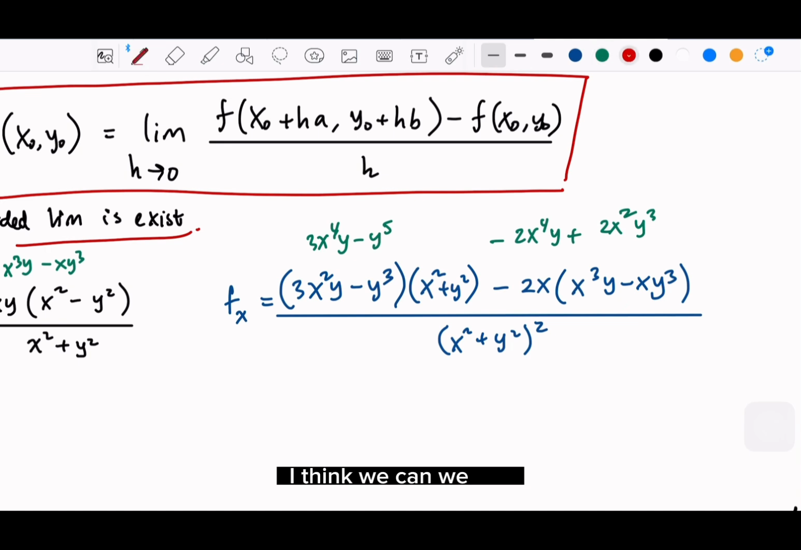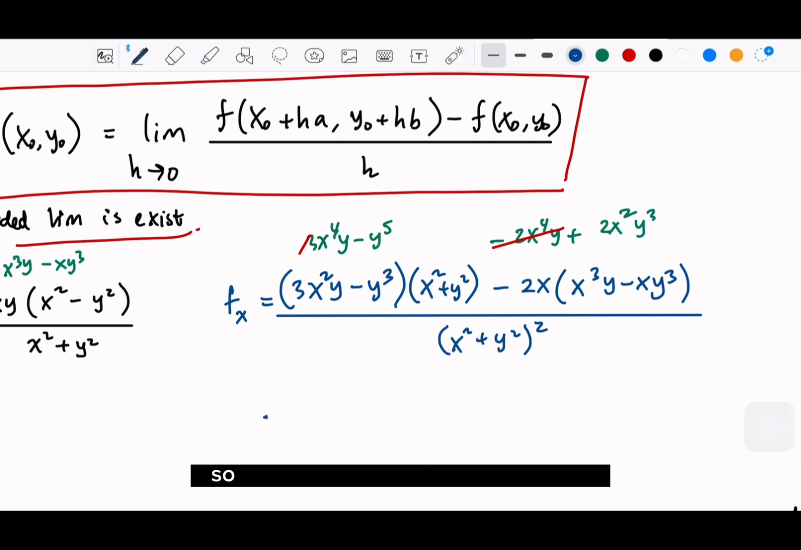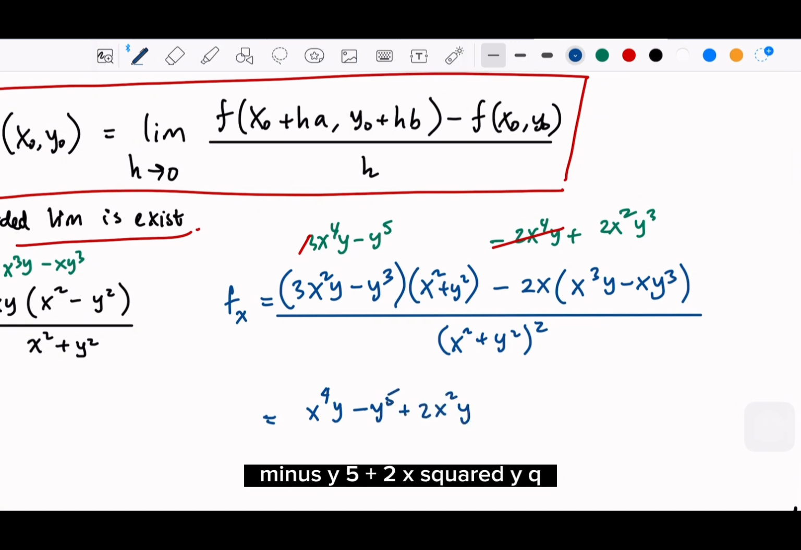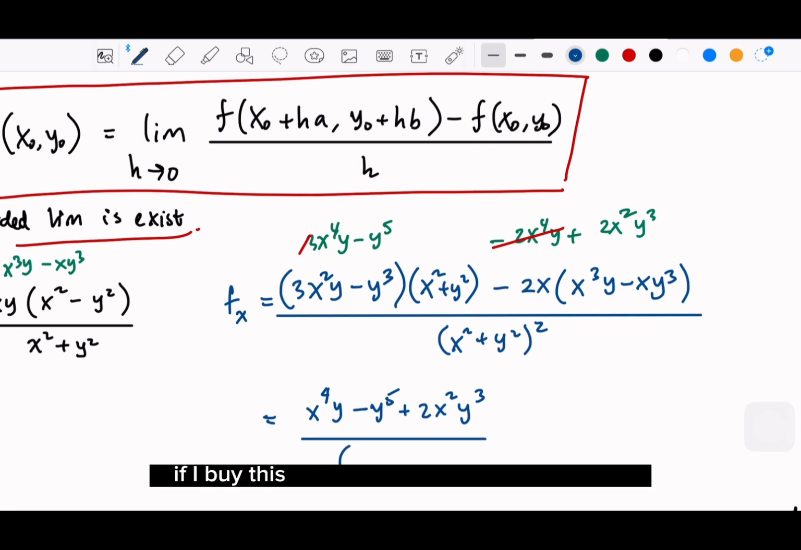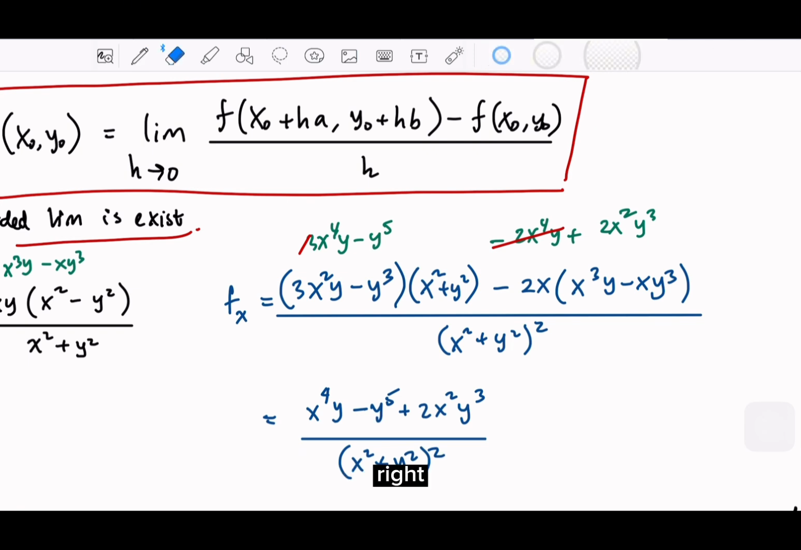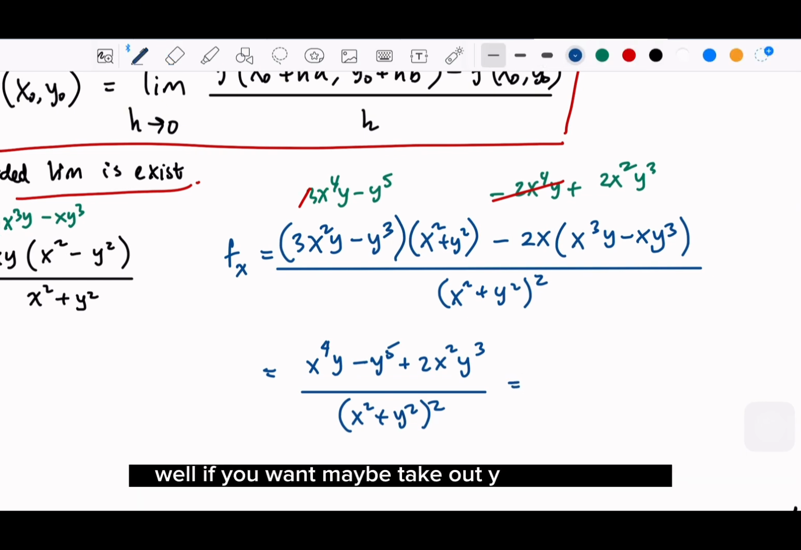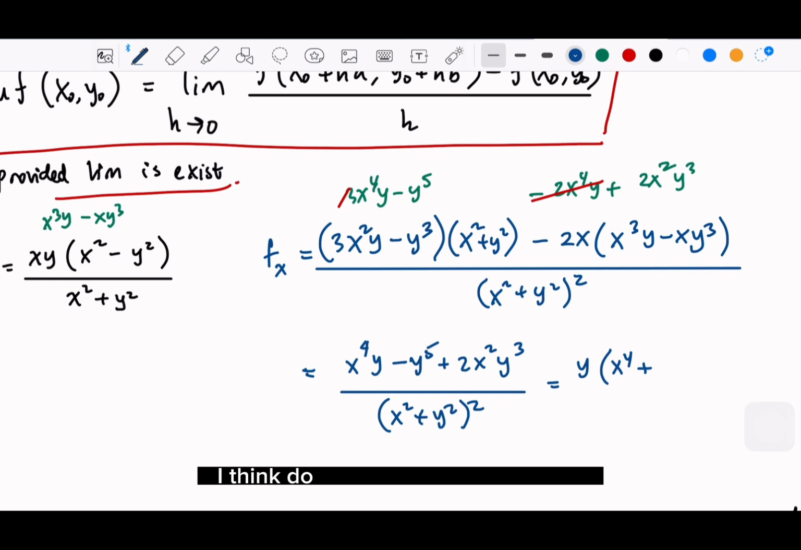Okay, I think we can take this out, right? 3 minus 2 is 1, right? So we take x with power of 4, y minus y power of 5 plus 2x squared y cubed divided by this x squared plus y squared, right? Well, if you want, maybe take out y and then x^4 plus, I think, do I have some mistake here?